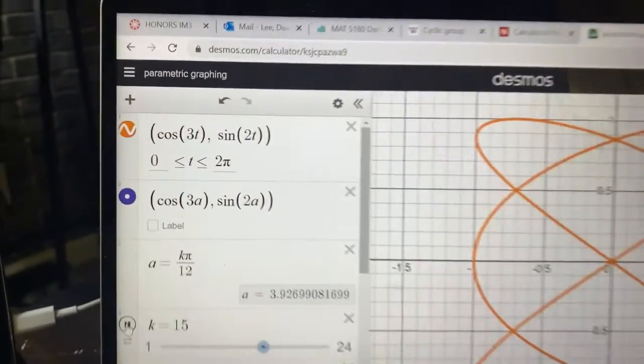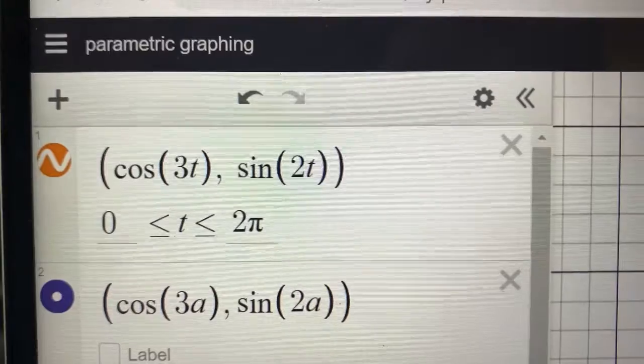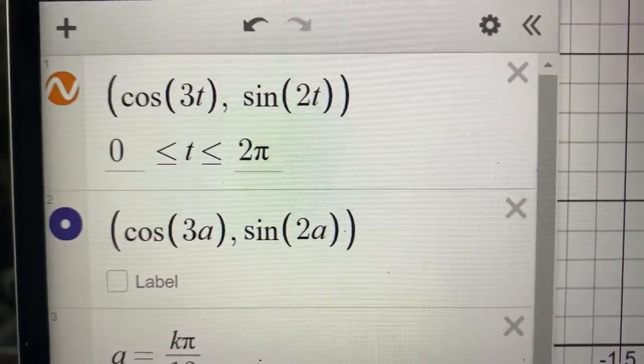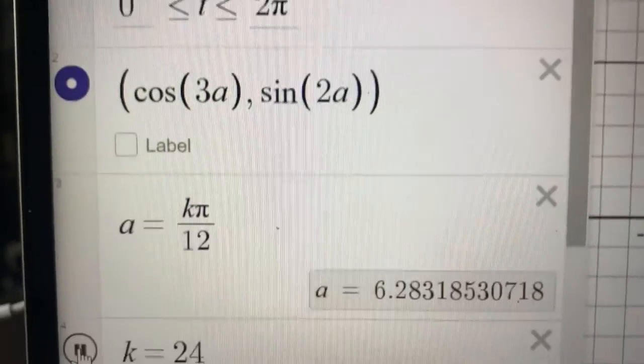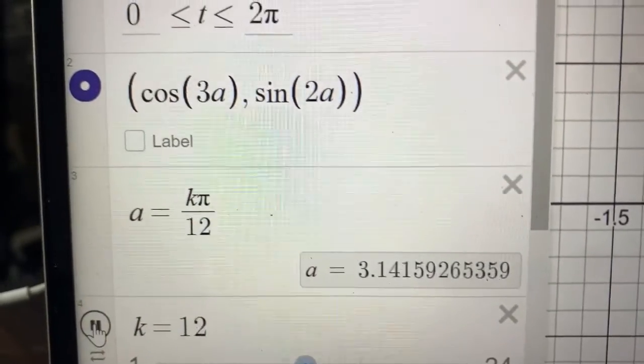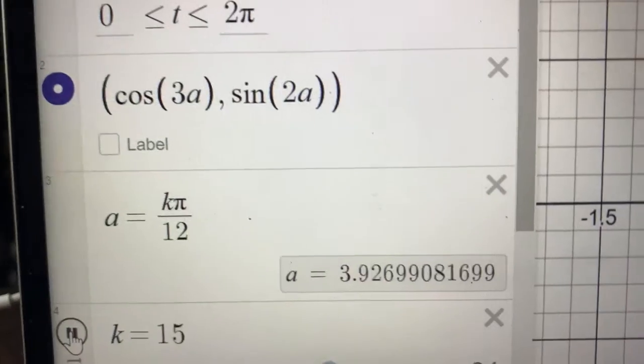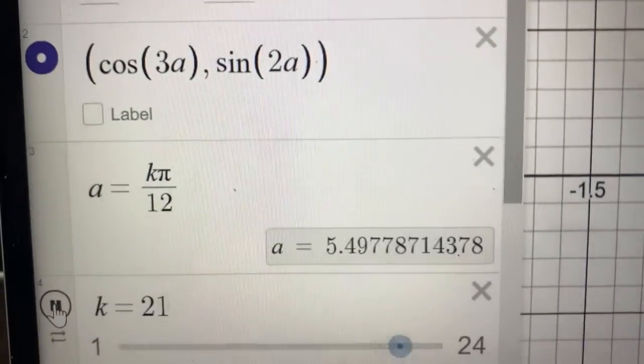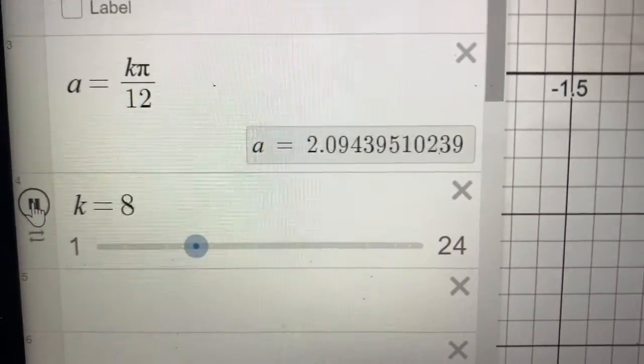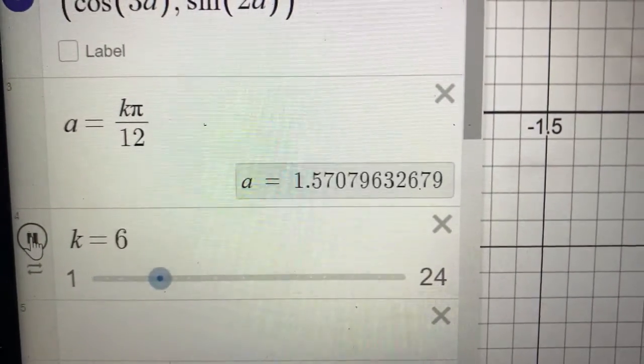So that's the original function. And then I typed it in again, but I created slider A. Slider A is there. So what I did is I let slider A be kπ/12, where k is 1, 2, 3, 4, 5, 6, 7, 8, all the way to 24. And you can see it's actually counting by 1.